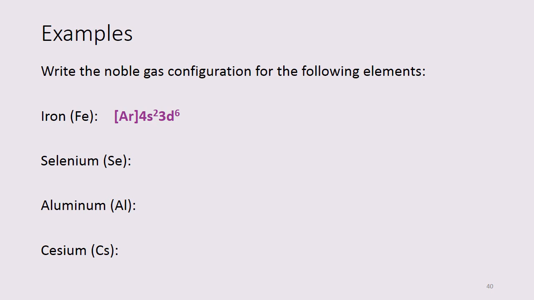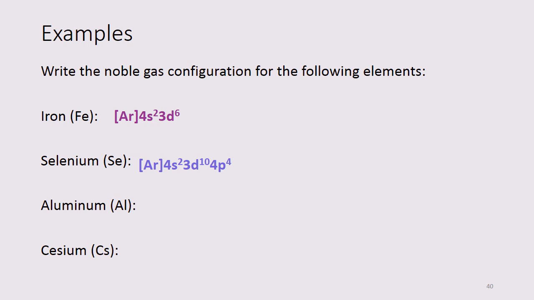All right, how about selenium? Selenium is in the 4th row, so we have to go again back to the 3rd row noble gas, which is argon. Then everything that comes after argon and then up until selenium and including selenium would be 4s2, 3d10, all the D's are filled, and now selenium is in the 4p's, and it's 4p4. So argon, 4s2, 3d10, 4p4.